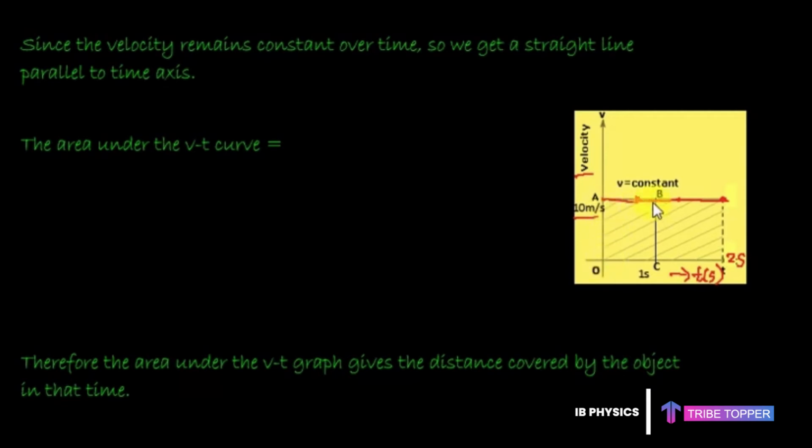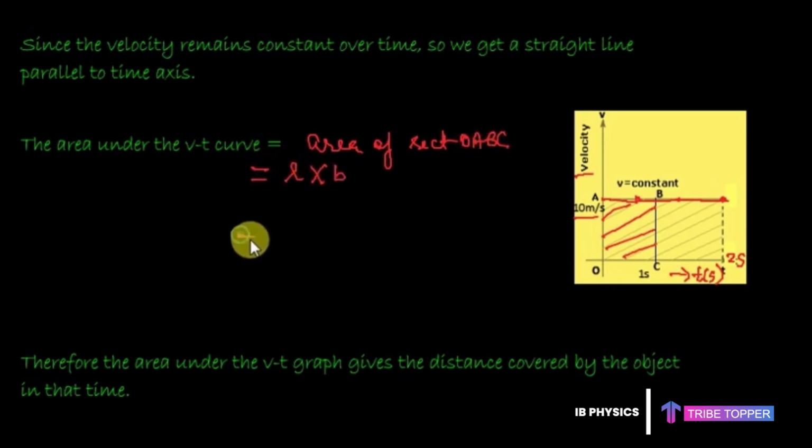it's OABC. So this portion is a rectangle or a square. So the area of this curve will be equal to the area of the block or rectangle OABC. That is length into breadth, as we know the formula, and length here is 1 second, 10 meters into 1 second. So this gives us 10 meter per second into seconds. So that is 10 meters. So from the unit we come to know this is distance.